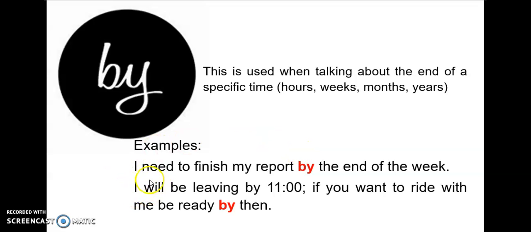Check the other example. I will be leaving by 11. If you want to ride with me, be ready by then. So, if you want to go with me, by 11 o'clock, I will leave. So before that time, you should be ready to go with me.